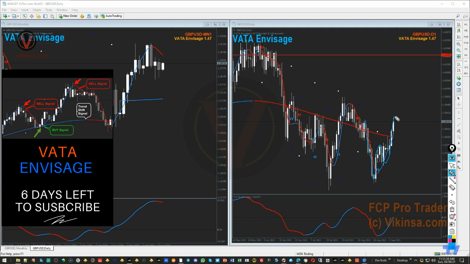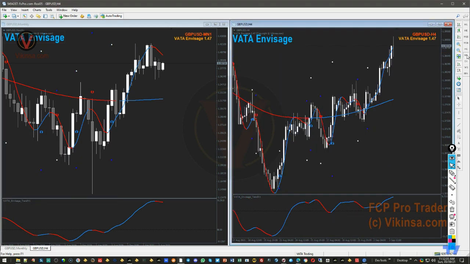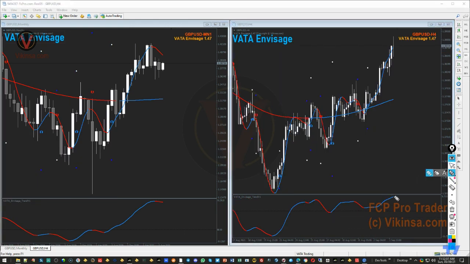So that means we can look for short opportunities as long as we get a confirmation on a smaller time frame. If I go to the 4-hour time frame, we do not have a red color coming in as of now, but as soon as that happens on What I Envisage trend, we can look for a signal here. If I get a signal, then I'll go for a short opportunity right there, right?